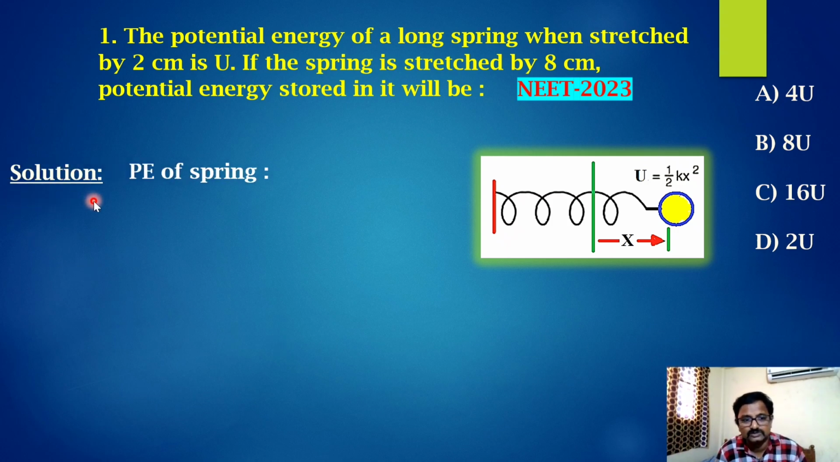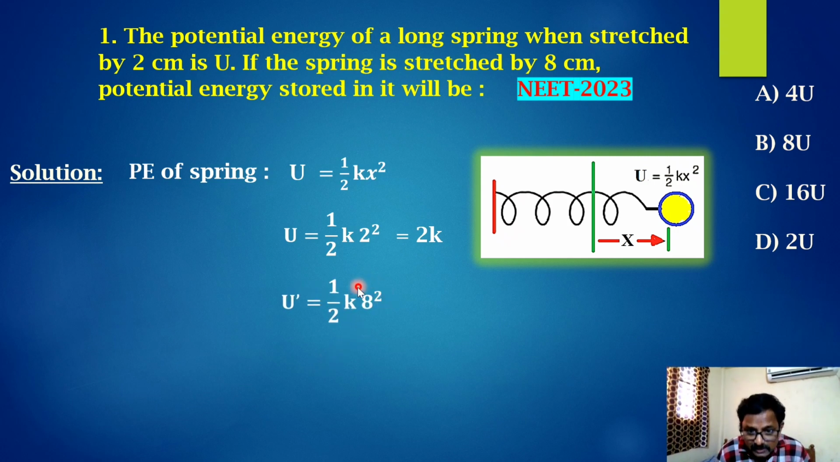Solution. We know that the potential energy of a spring, that is U, is equal to half kx square, where k means spring force constant and x means displacement of the spring. First we stretch 2 centimeter. So in the place of x I substituted 2, that is U is equal to half k into 2 square. Then we got 2k.